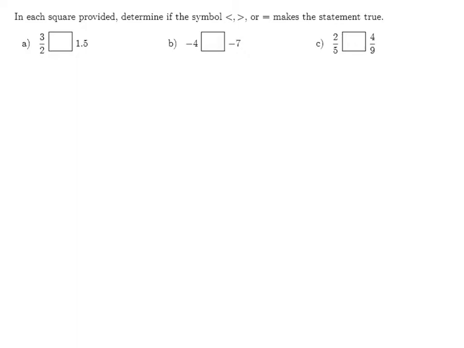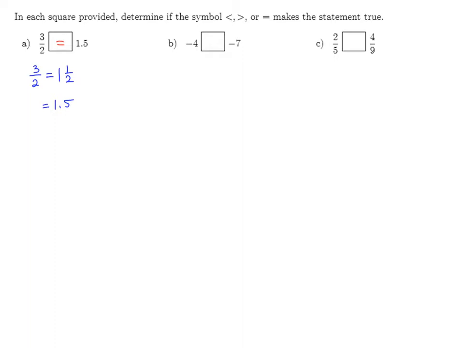The first thing we want to know is that one of these is an improper fraction and the other is a number written in decimal form. So in order to compare them, I'll think about 3 halves, so I know that's an improper fraction, and I'll think about it as 1 and 1/2. Thinking about that as 1 and 1/2, I can quickly see that that then is 1.5. So the symbol I'll use to compare these two is the equal symbol. 3 halves is exactly equal to 1.5.